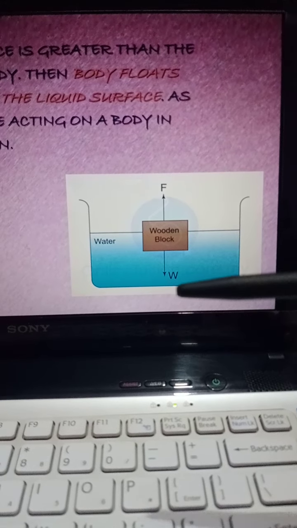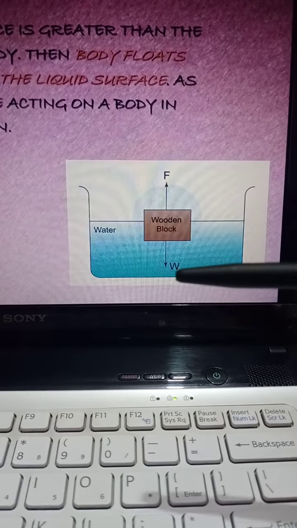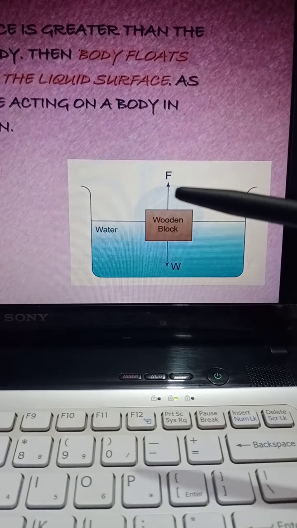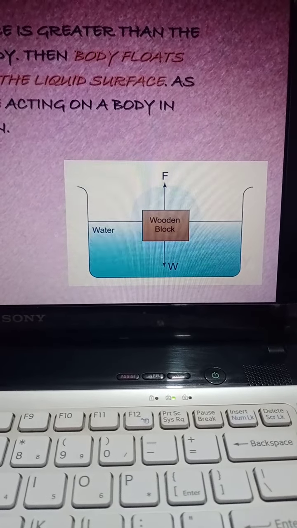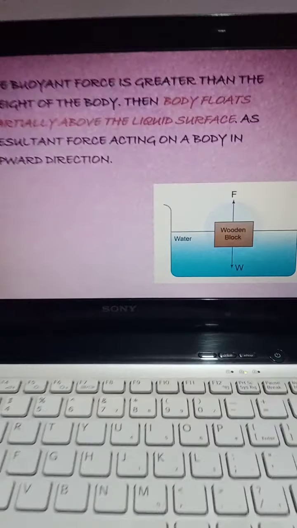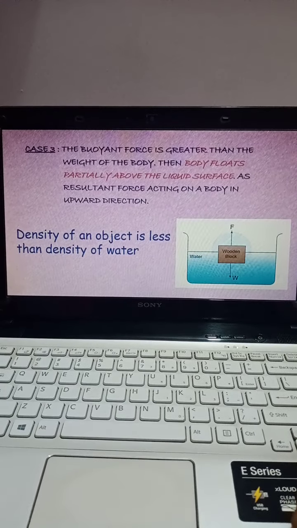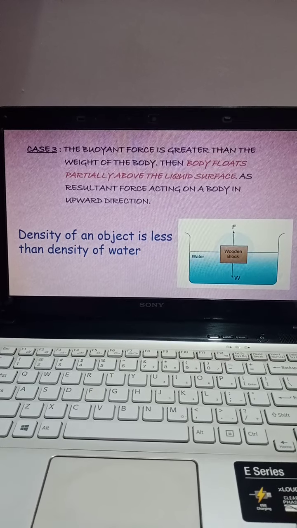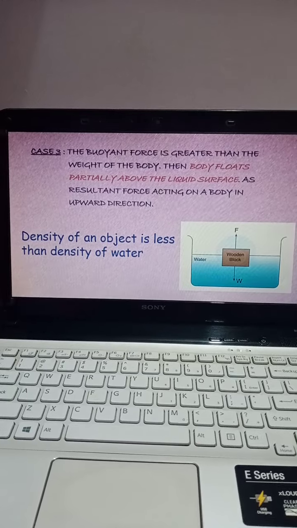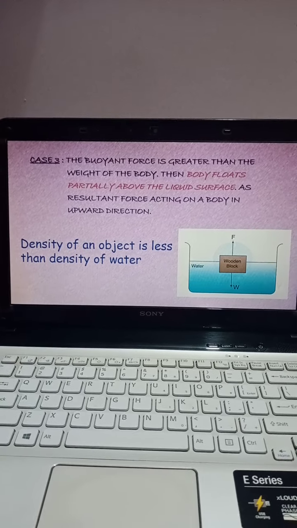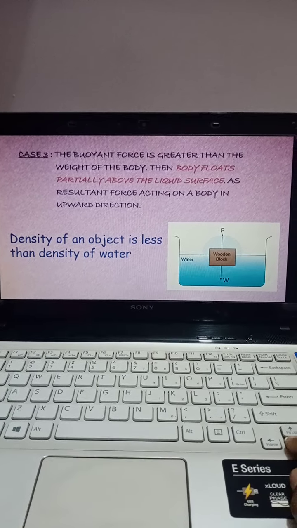So why does wood float on water? Because the weight of the wood is less than the upthrust acting on this object, thus it is going to float on it. Or what we can say, that if the density of an object is less than the density of the water, then it is going to float on the water surface. So these are the three different cases of floating we have seen.